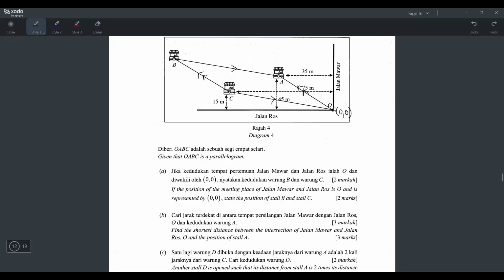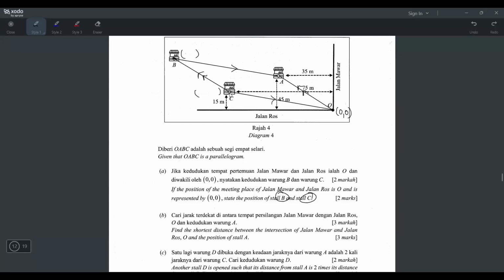Because it's the origin, zero, zero. State the position of B and C. Okay, I think they want you to write the coordinates, right? They want you to write the coordinate of B and the coordinate for C, right? Okay, so can we write the coordinate of C? Yeah, you can write it easily.